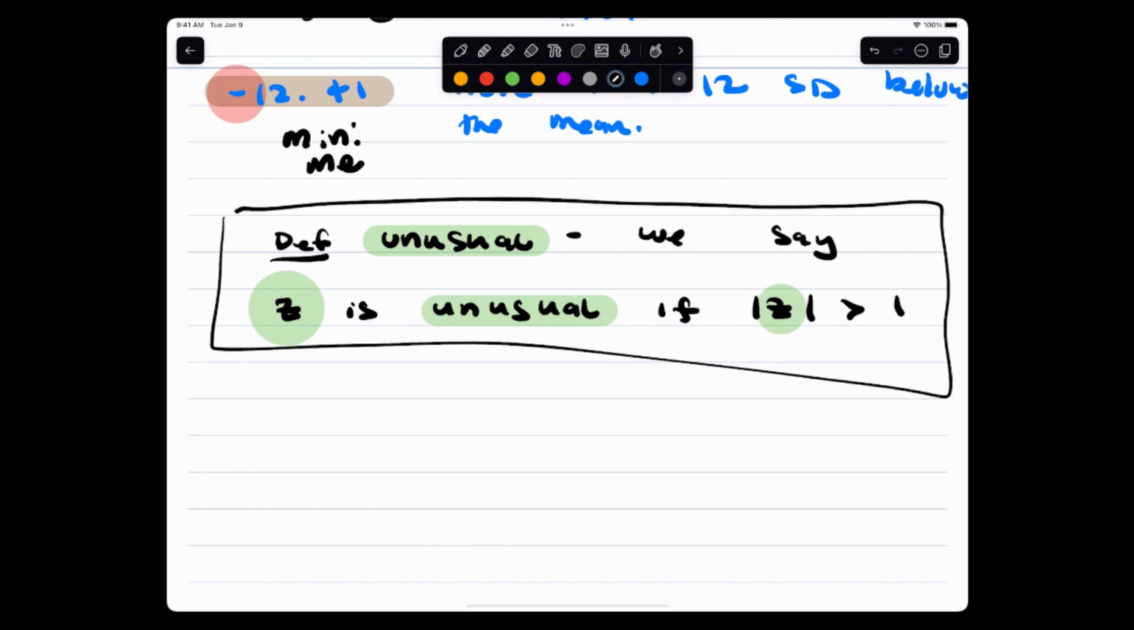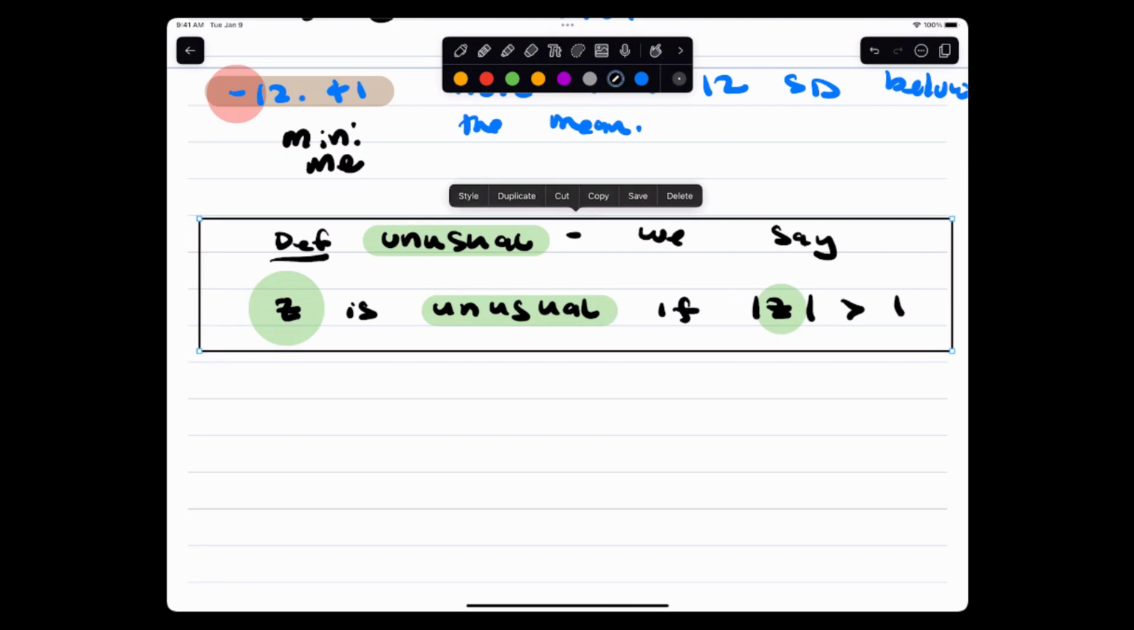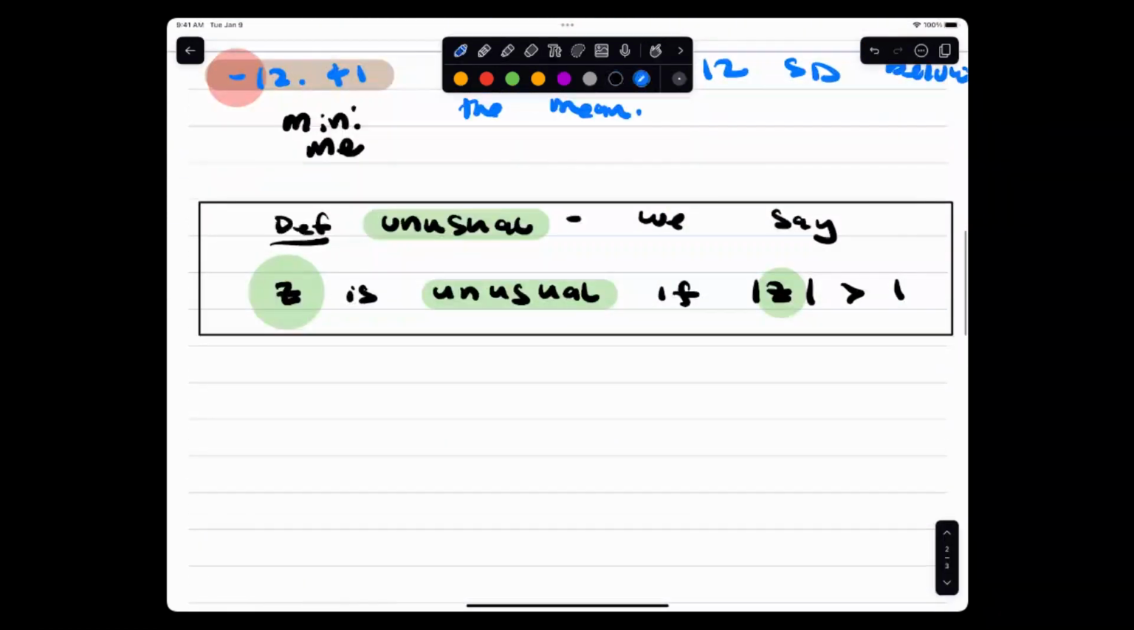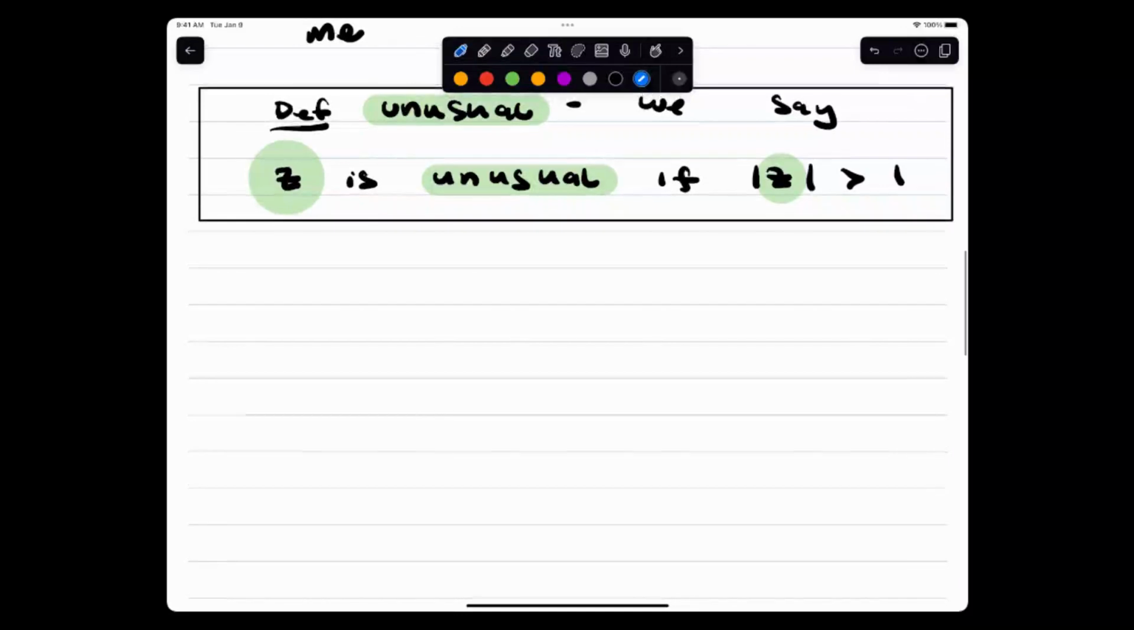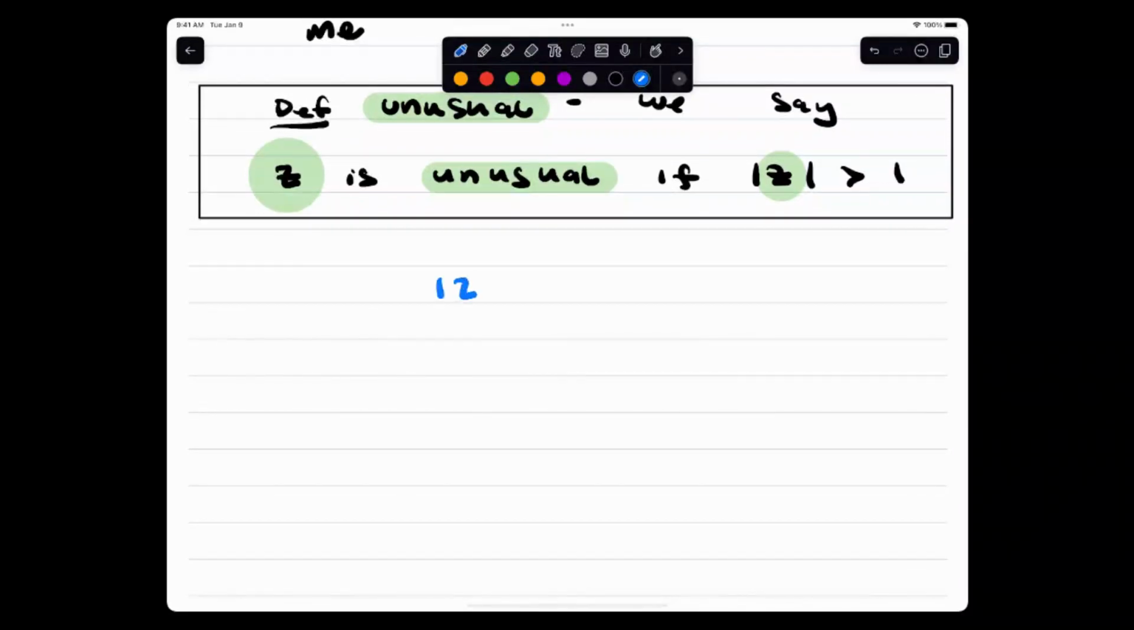Does that include negative values? Yes, because the absolute value, you know what the absolute value is? How far you are from zero. So let's go back and double check here. Let me give you a little bit of math. Do you remember the absolute value in intermediate algebra? That meant z was less than -1, or z is greater than +1.